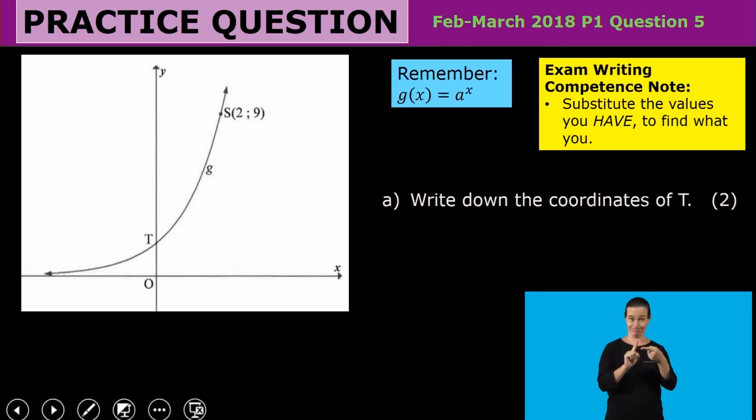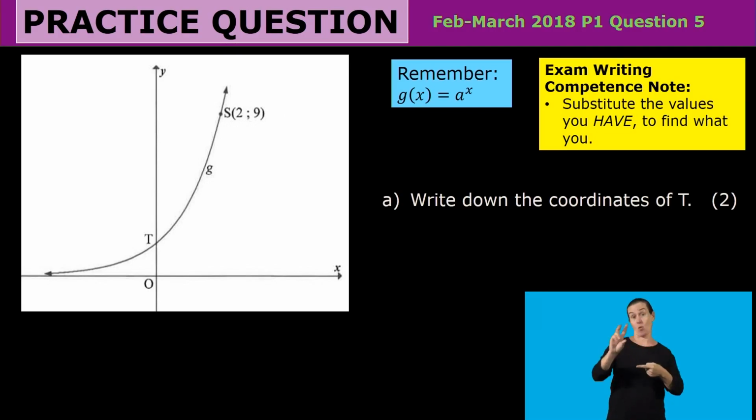Let's look at what the questions are asking. The first question says, write down the coordinates of T. Now let's look at where T is. We can see that T is the y-intercept. Of course, this was also given in our information. Knowing that T is the y-intercept, we already know the value of x, and that is that x is equal to 0. What about the y value?